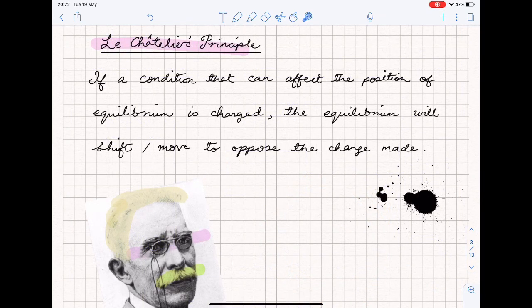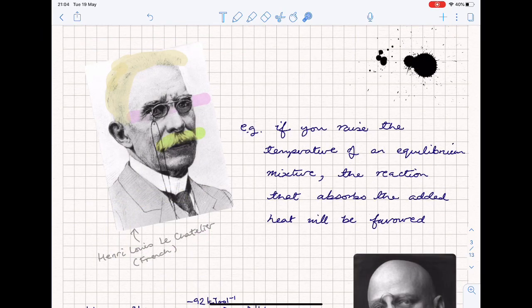Le Chatelier's principle states that if a condition that can affect the position of equilibria is changed, the equilibrium will shift or move to oppose the change made. So what does that mean? One way to explain this is to use an example.